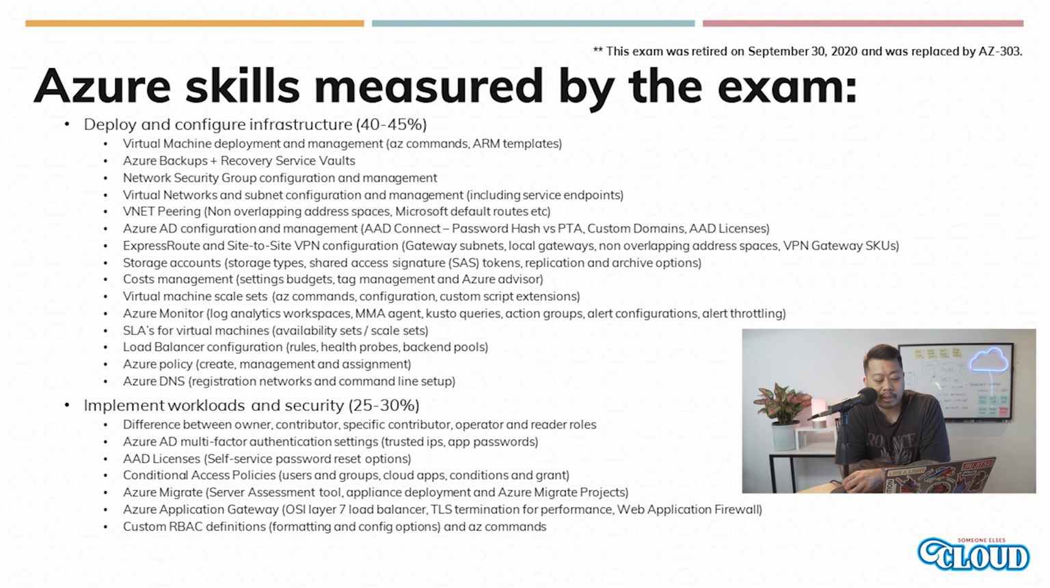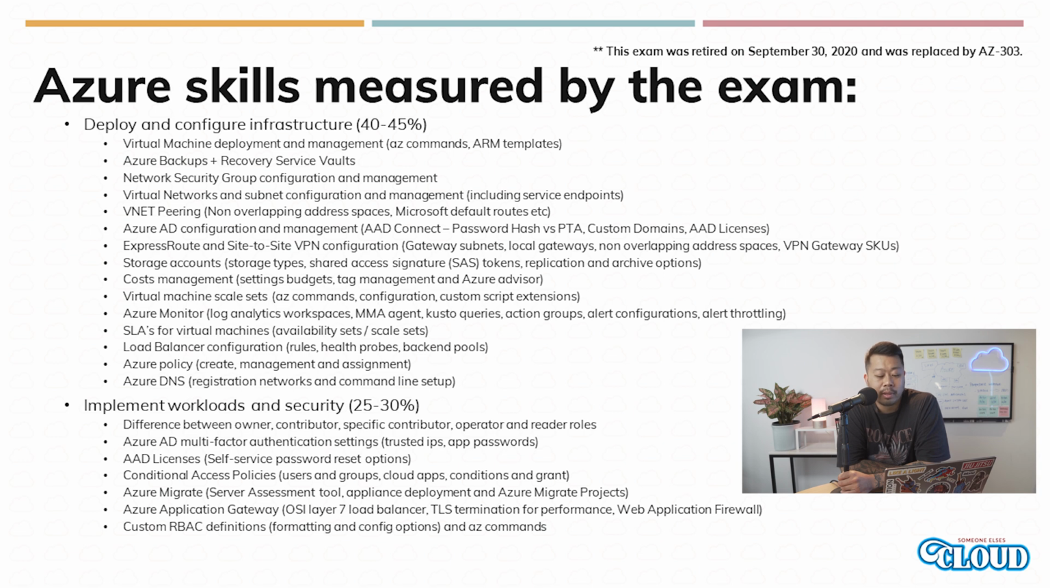Virtual machine scale sets is a tricky one because it can get quite deep. There's AZ command configuration, custom script extensions, so when you're deploying different images and things like that. So definitely a topic to know. So know Azure Monitor, Log Analytics workspaces, know how to configure the MMA agents, learn the basics of Kusto queries. Action groups, I guess, is a very straightforward option, but alert configurations, so know the parameters inside an alert and the thresholds you can set. So, the greater than options and whatever else.